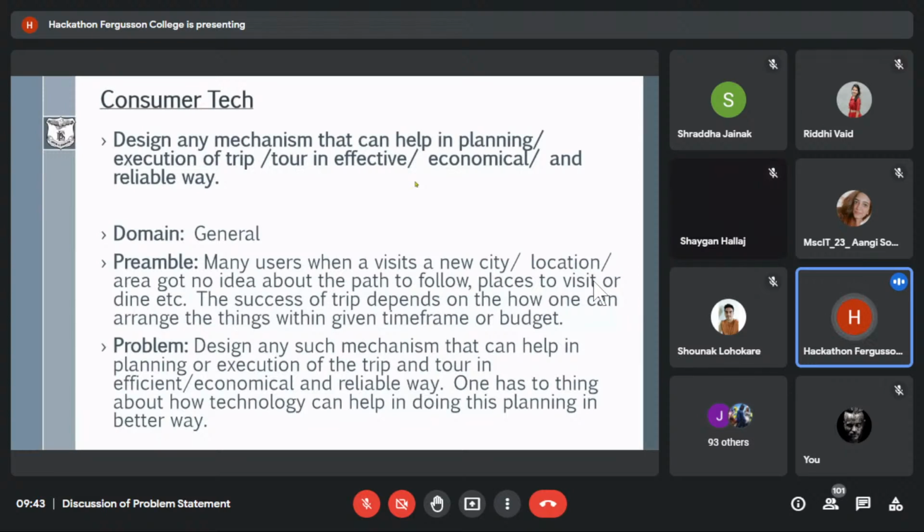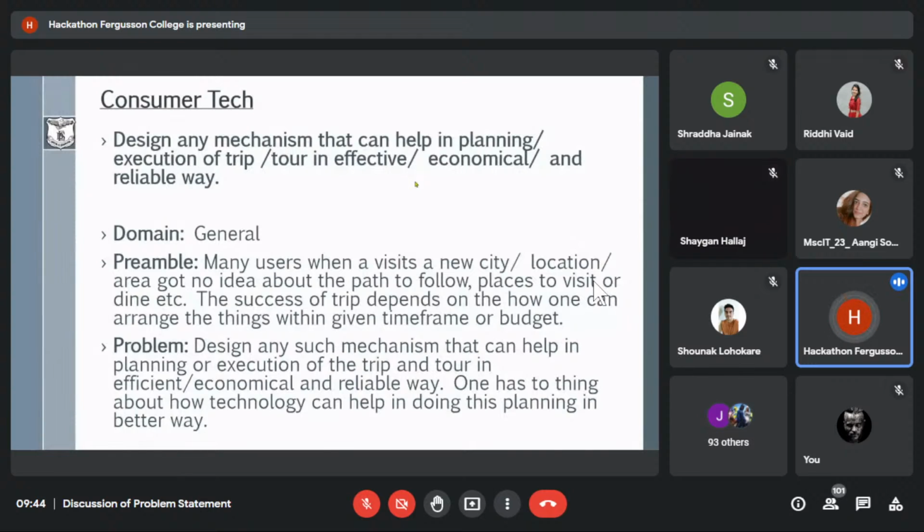If it is lunch hours, where can we plan our lunch? All these things must be planned effectively, at the same time economically, and at the same time in a reliable way. It should not happen that I started from some point, reached another point, and then someone suggested, "Arey, why don't you visit that particular spot? It was on the way." But we were not aware. We were new to that town, new to that city, and a few things might have been missed.